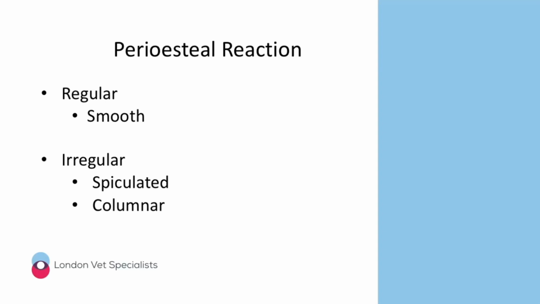Moving on to the periosteal reaction and the different types. Broadly, we can describe them as either being regular or irregular, and if a periosteal reaction is regular, it'll often appear smooth. For irregular periosteal reactions, we can describe them using terms like spiculated or columnar. That doesn't really change how likely or unlikely a lesion is to be aggressive. If there's a periosteal reaction and it's irregular, then it's more likely to be an aggressive lesion. But it's nice to be able to classify these types of irregular periosteal reaction with a little bit more confidence.